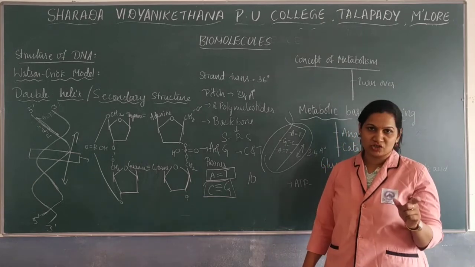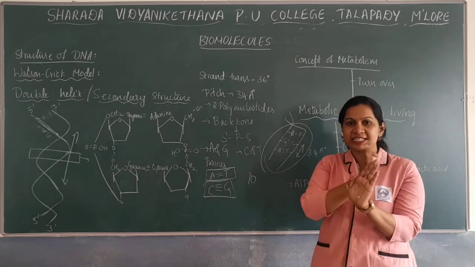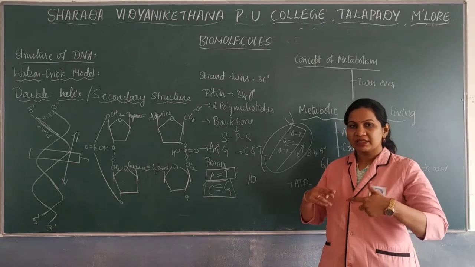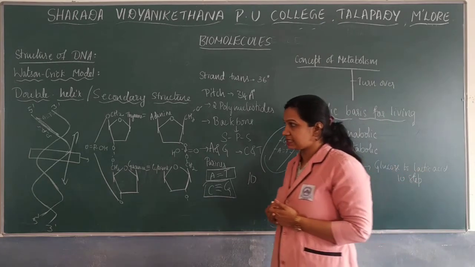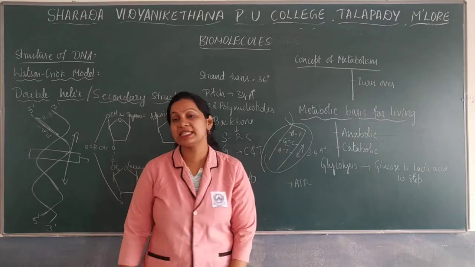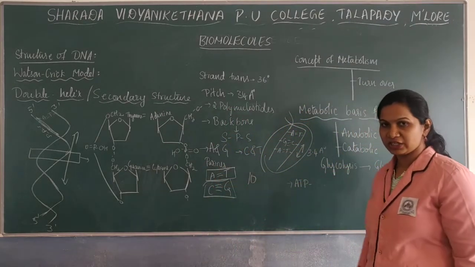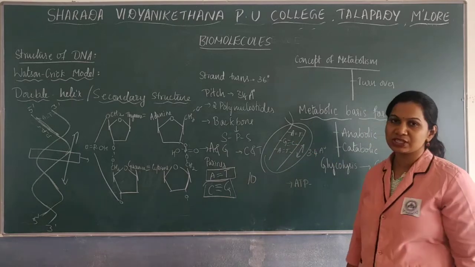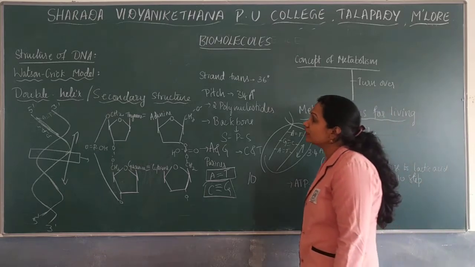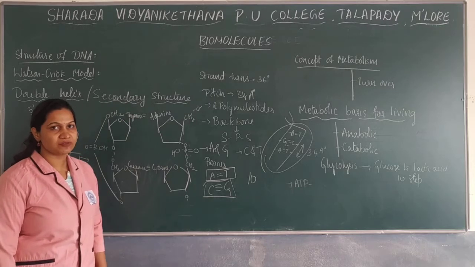So one pitch appears like a twisted ladder, where the nitrogenous bases represent the steps. The distance of a complete pitch is around 34 angstrom, and the distance between successive bases is 3.4 angstrom. So this is regarding the entire structure of DNA.